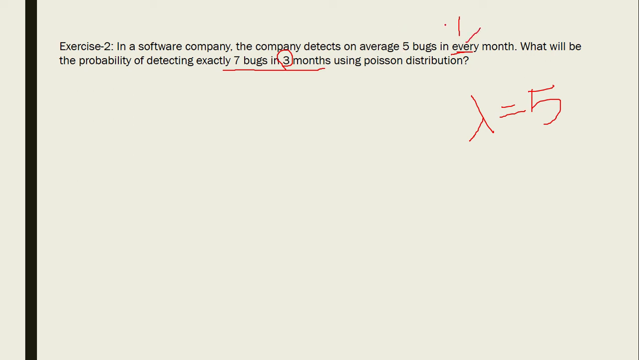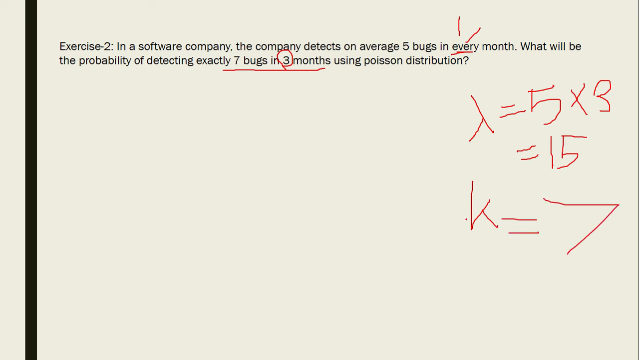That means this average will become 3 times the previous. So the average will be 5 into 3 equals 15. So it will be our average, right? And the exact number is 7. That means k equals 7.